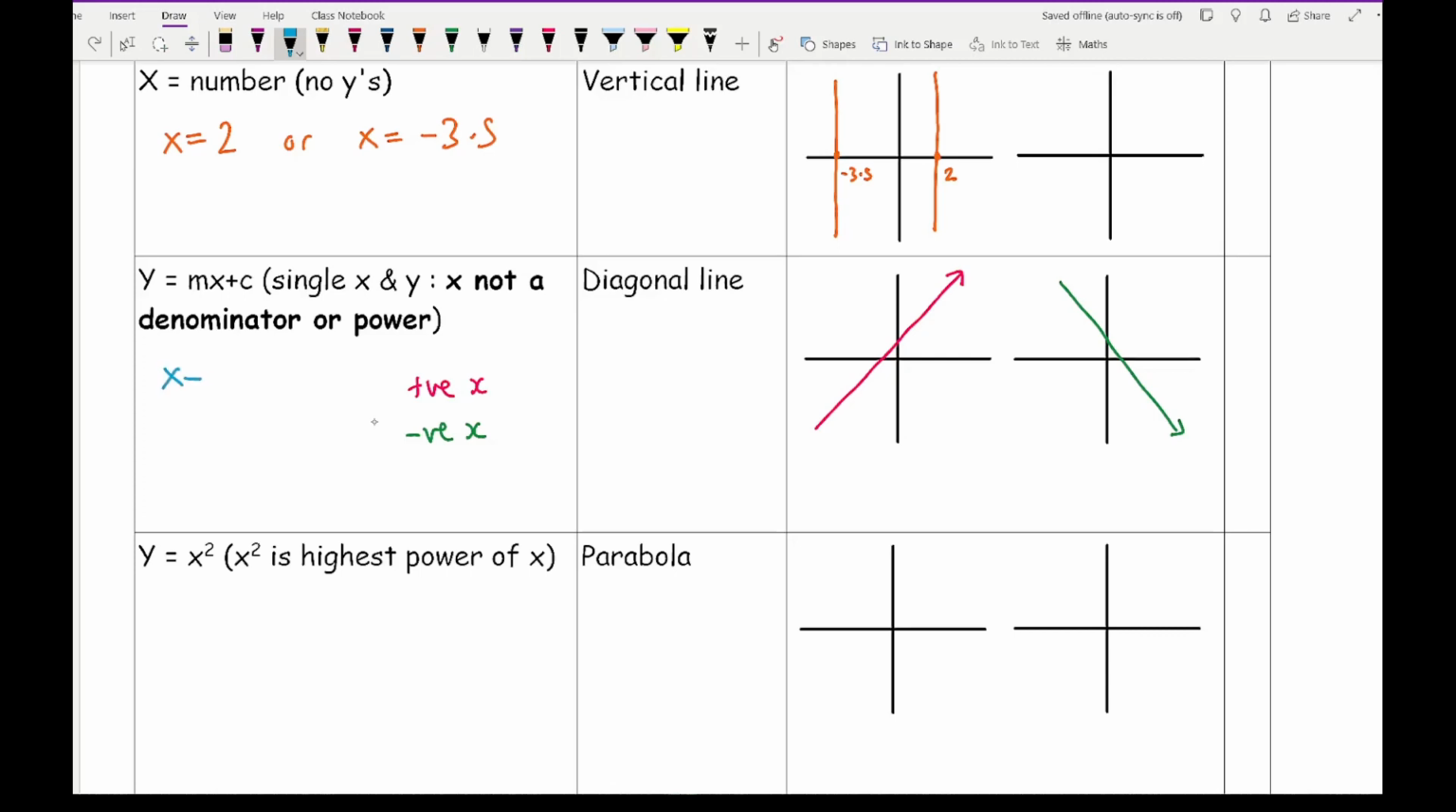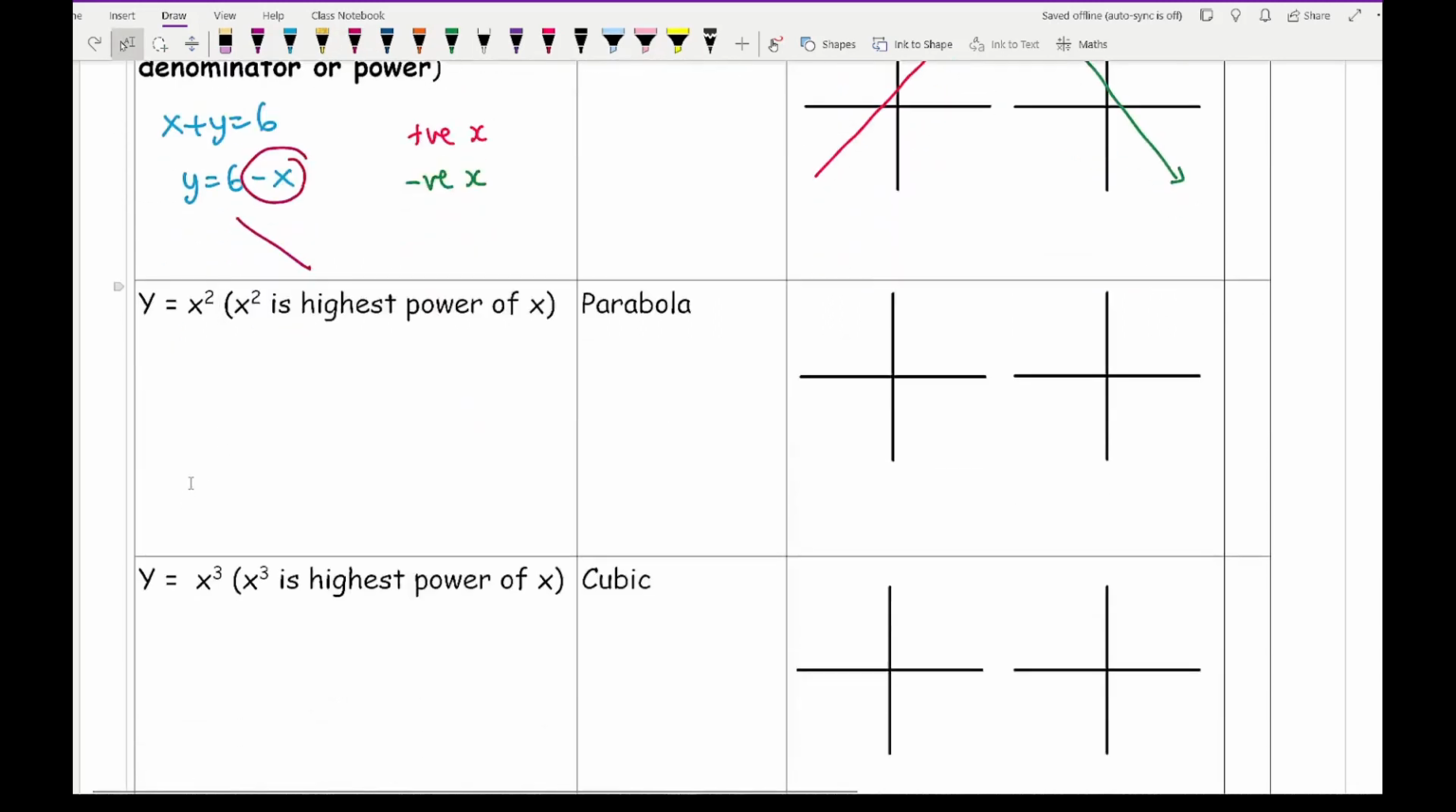So here, if I had x plus y equals 6, you might be thinking to yourself, okay, what is that going to be? We know it's going to be a diagonal line because we've got a single x and a single y. But is the gradient positive or negative? With this type of equation, we just need to rearrange it. So this would be y equals 6 minus x. And as you can see, we've got a negative x, so that's going to have a negative gradient going down. So it would be a downward facing diagonal line.